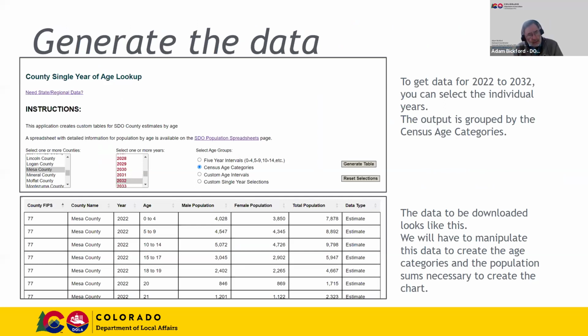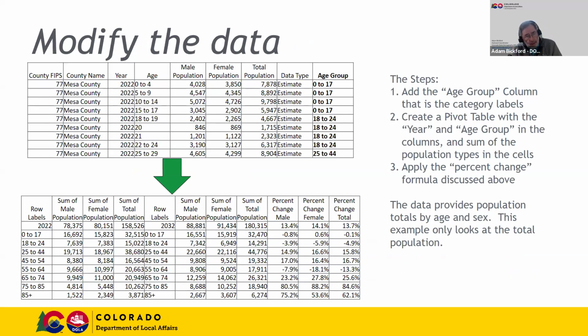So first of all, get the data from our single year of age lookup application. And we use, in this case, the census age categories, but you can use 5-year age categories if you want. With this lookup you have the option to choose specific age categories, customize age categories, or you can get every year if you want. Then of course we always download the data, and then we modify it. One thing that we do when we modify it is we create a column for the age groups that we want to define.